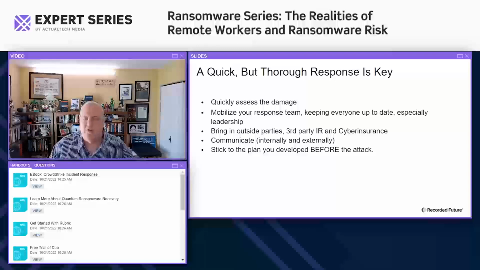So that internal communication is one of the reasons why it's so very important. And then stick to the plan you developed before the attack. You don't want to go off script, because you'll have a whole lot of people doing a whole lot of things all at once, all working from the same plan. So whenever possible, stick to that plan.